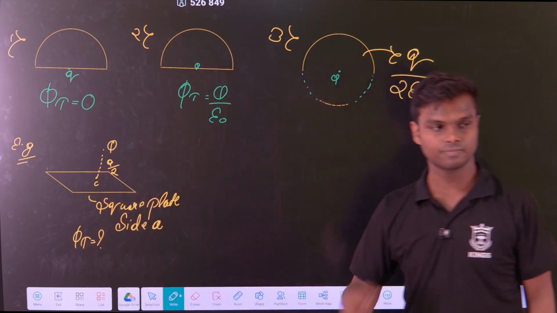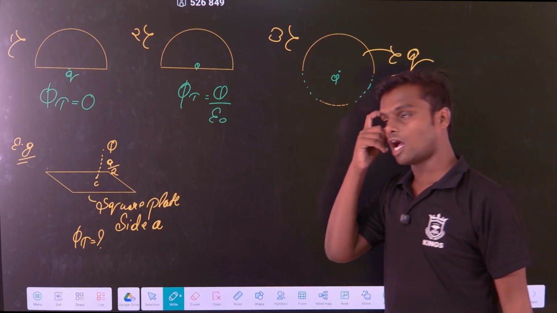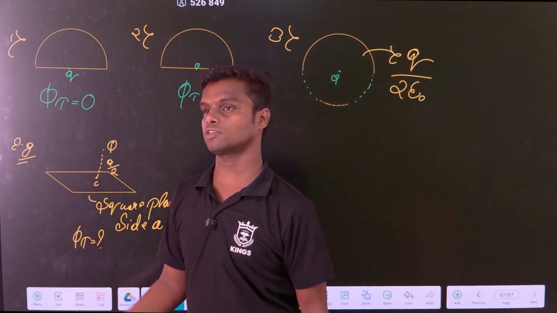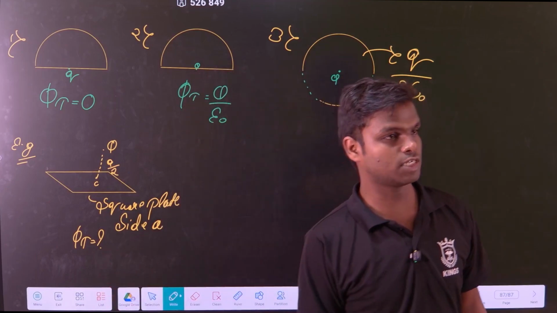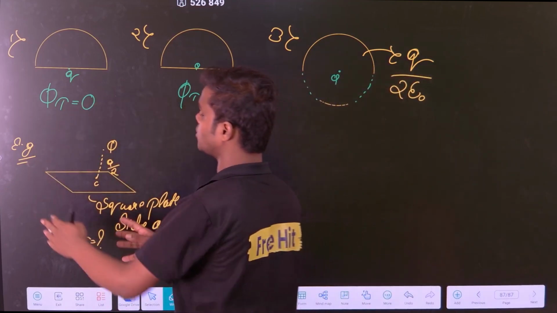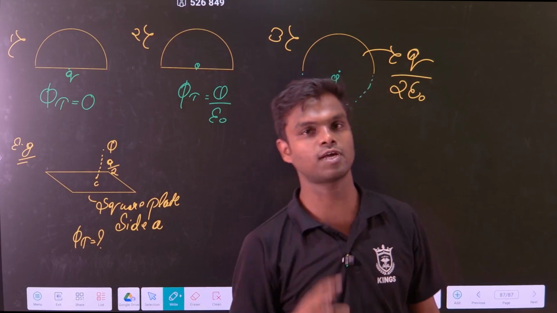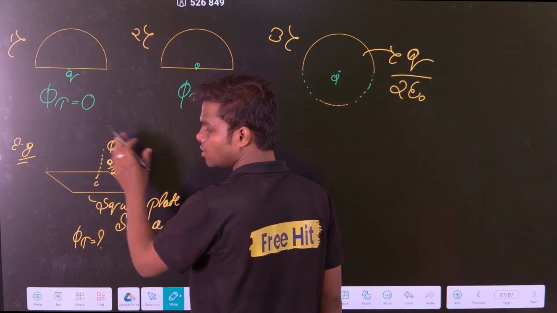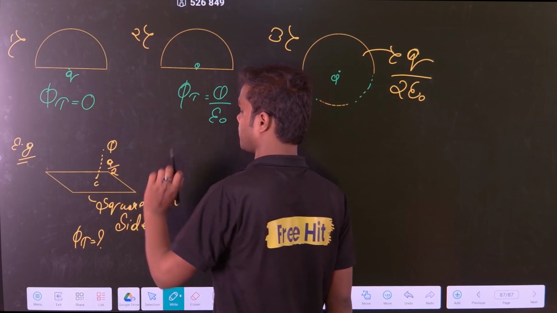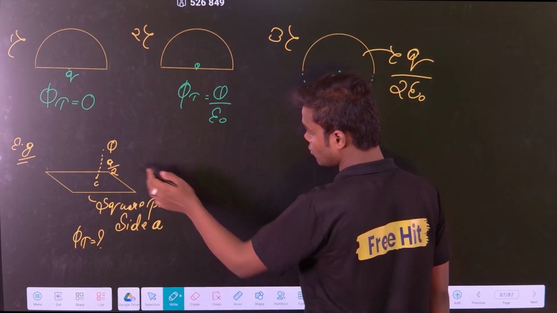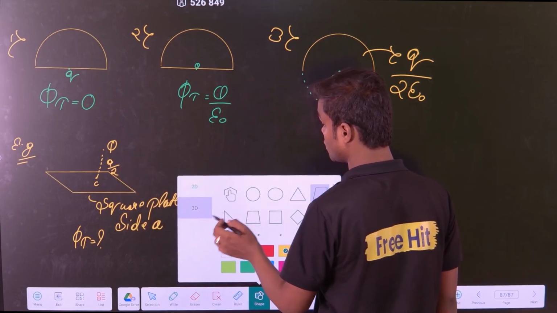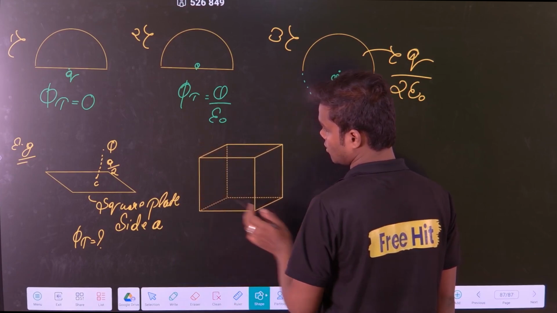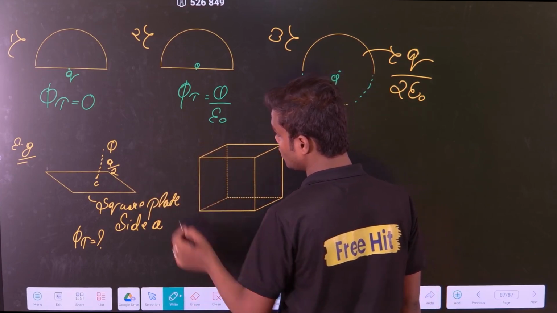How to calculate? First try to think how I can make this a closed figure. If I want to close this charge, because for a closed surface we know the total flux is Q by epsilon naught, what do I have to do? I have to design a cube of side 2A, correct or not? I have to convert this into a cube.